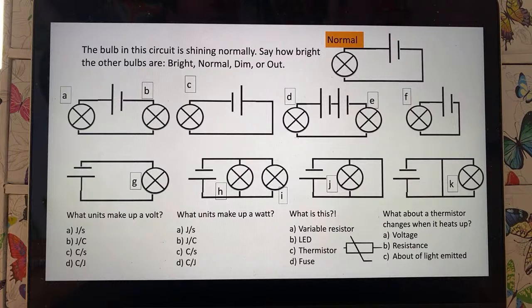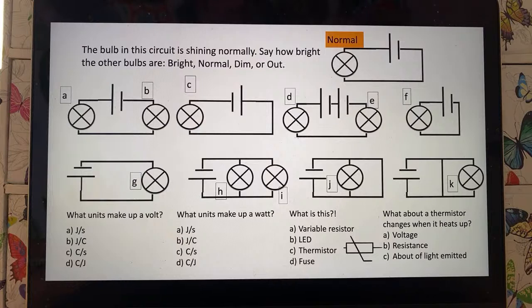What units make up a volt? Is it J per S, J per C, C per S, or C per J? What units make up a watt? Is it J per S, J per C, C per S, or C per J?